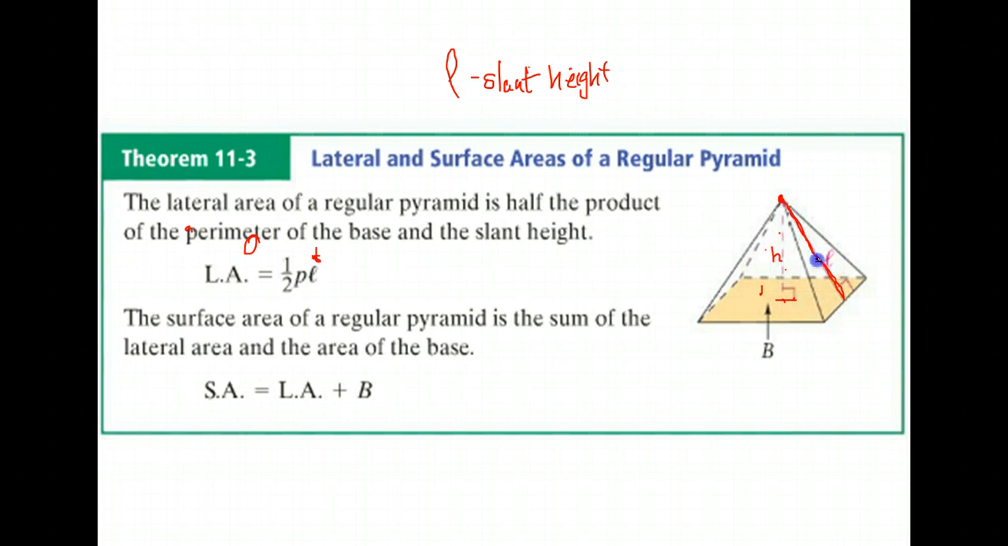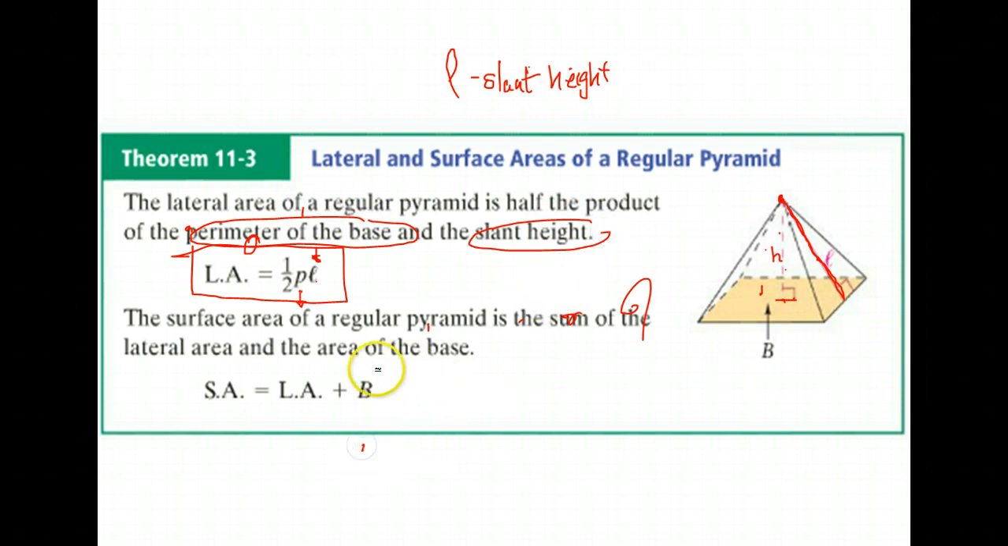Make sure that's the number that you are given, or go ahead and find it if that's what you need. So write your formulas down in your notes. Lateral area is 1/2 P L. The P means the perimeter of the base, and L is the slant height. So make sure you write down what each of these letters stands for. So P, again, is the perimeter of the base, and that L is your slant height.